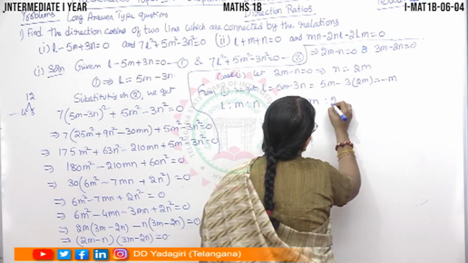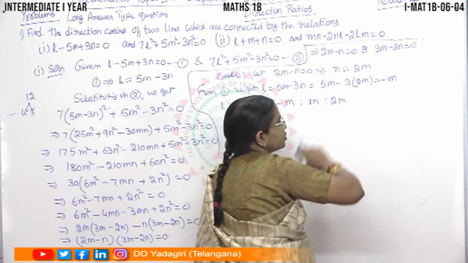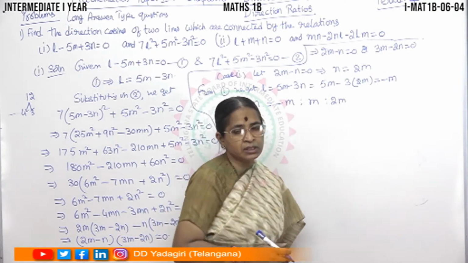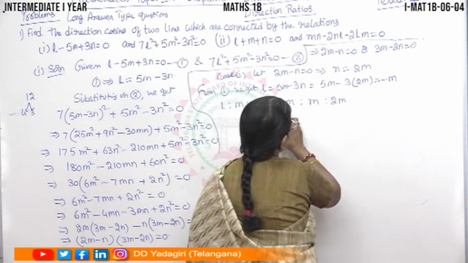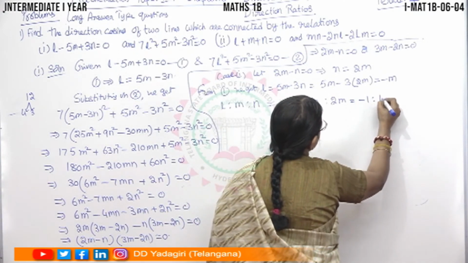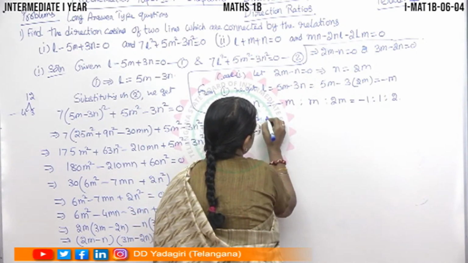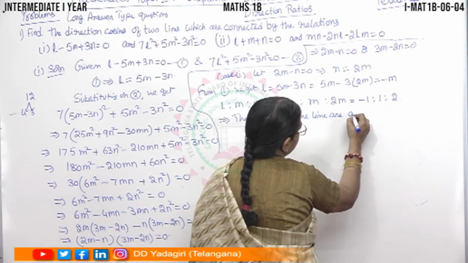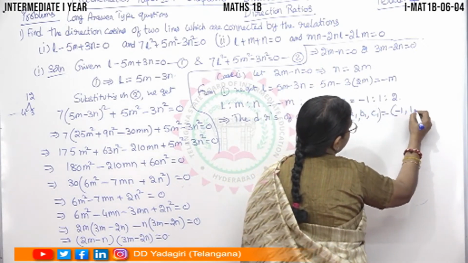And n as 2m, because we have L and n in terms of m. So m you write as m only. You are taking the ratio here. So these are the direction ratios. You can just cancel m and write this as minus 1 is to 1 is to 2. Therefore the direction ratios, the DRs of one line, are a1, b1, c1 is equal to minus 1, 1, 2.